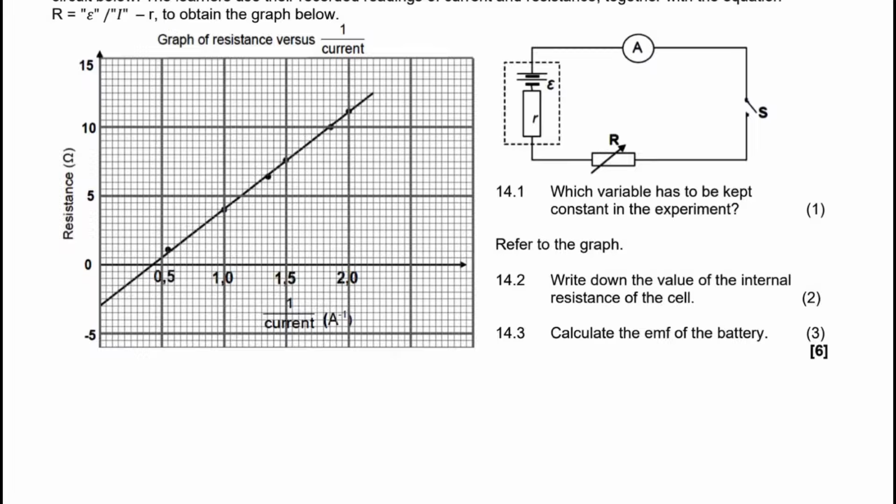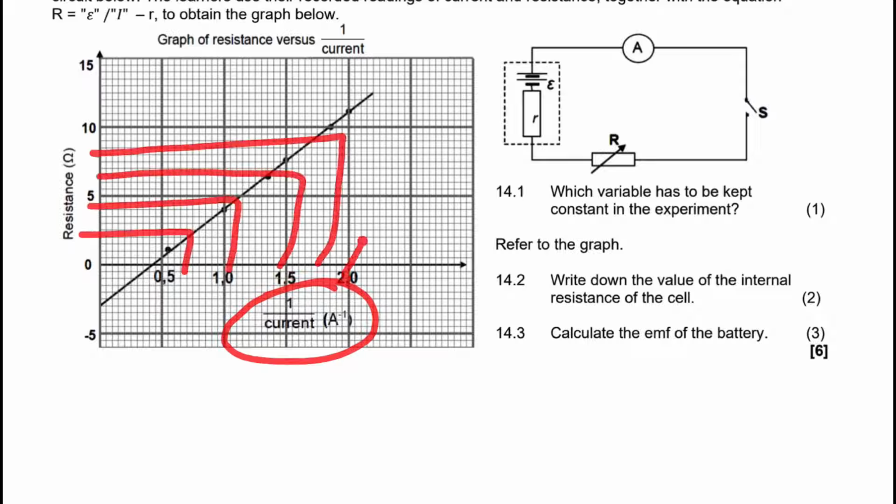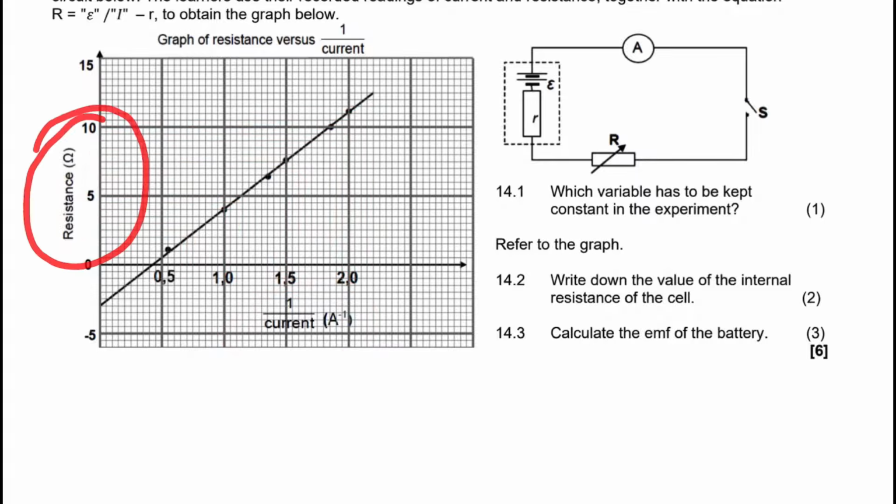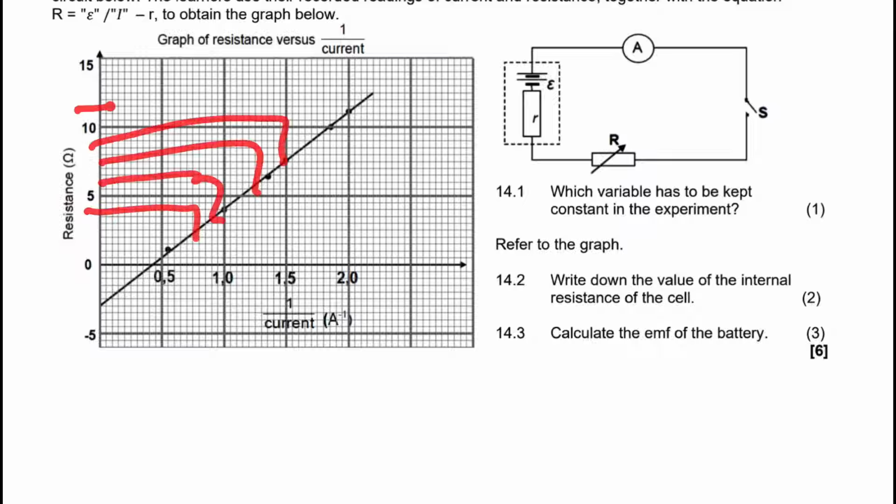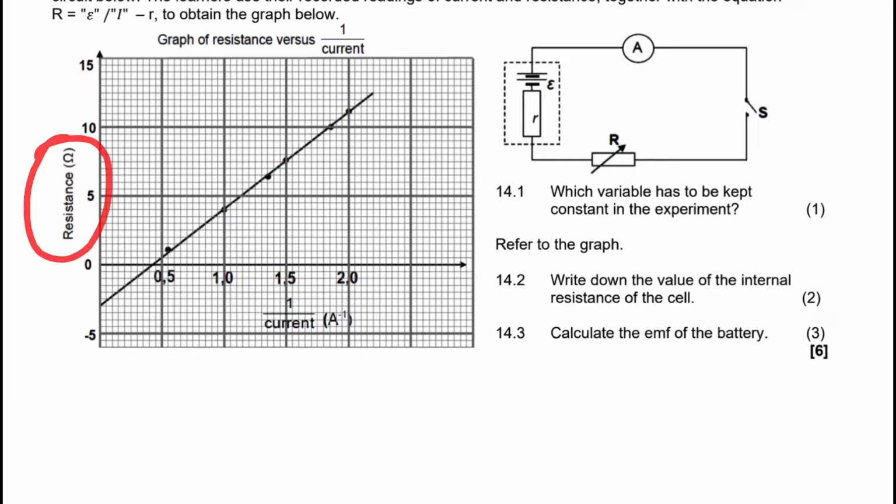So as the inverse of the current increases, the resistance increases, or as the resistance increases, the current increases. But the current is the inverse, right? The current is an inverse. We know the current and resistance have an inverse proportionality. But now, as the resistance increases, the inverse of the current increases, right?